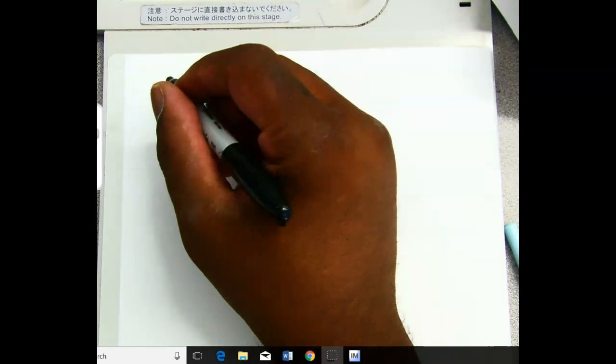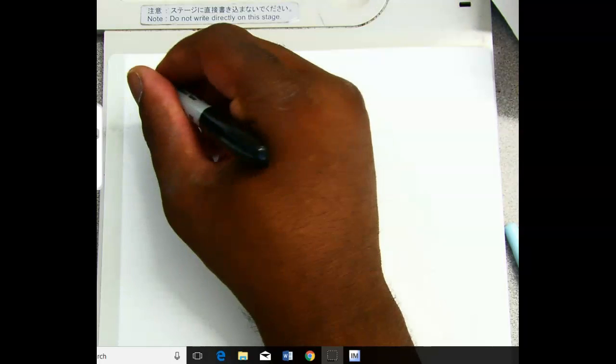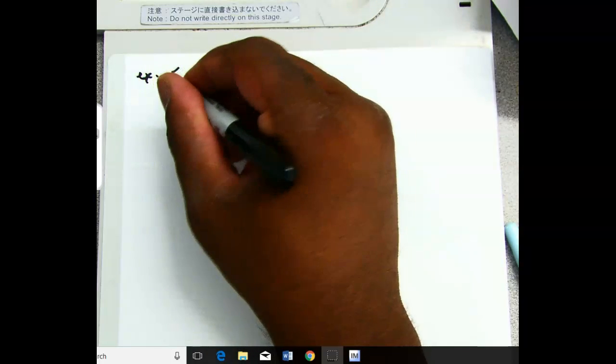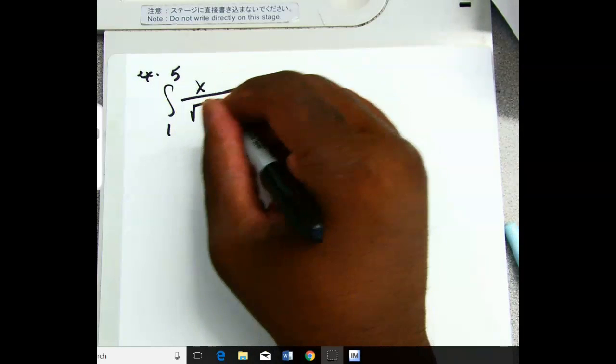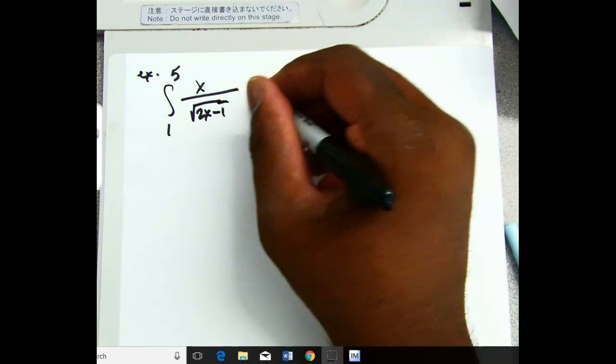All right, so here is my challenge for you guys. What is the integral from 1 to 5 of x divided by the square root of 2x minus 1 dx?